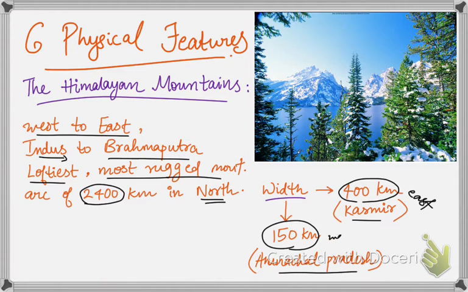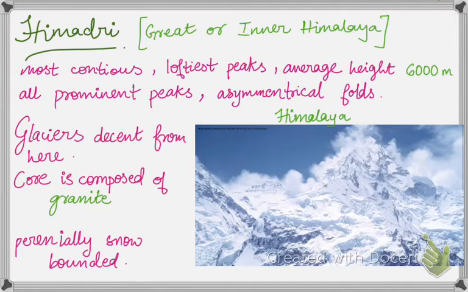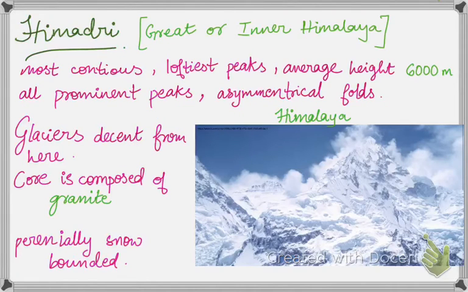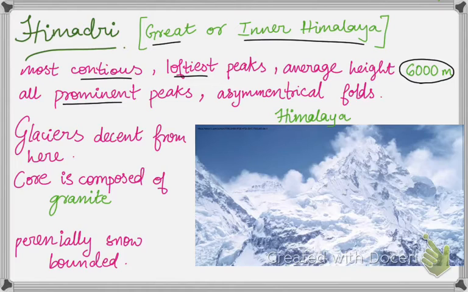So now we can divide these mountain ranges into 3. If we divide it by the heights of the mountains, we can divide it into Himadri, Himachal and Shivalik. So under Himadri, we can say it Great or Inner Himalayas. These are the most continuous ranges of the most loftiest peaks, which have an average height of about 6,000 meters. It has all the most prominent peaks, including Mount Everest.